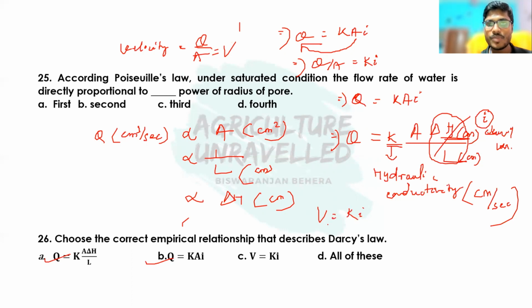And what is the unit of V? It is also centimeter per second. That is the velocity. Okay, so option C is also correct. So what is the correct empirical relationship that describes Darcy's law? The correct answer is all of these. Okay, so I hope it is clear to all of you.